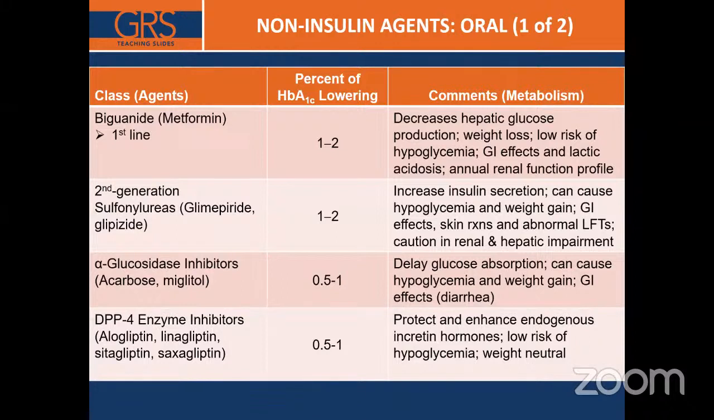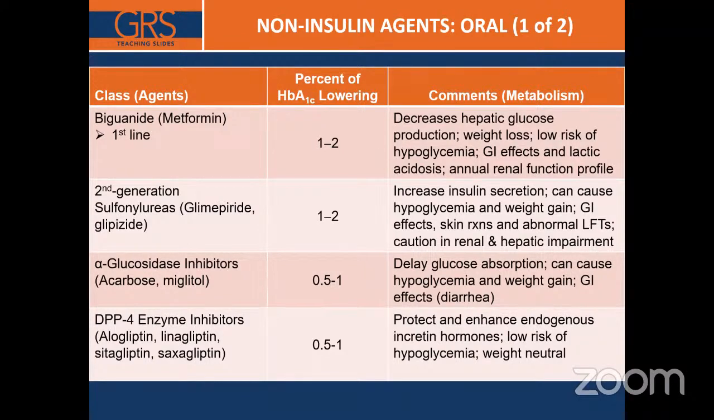Thank you, Dr. Saria, for your lovely presentation, and hello everyone. My name is Saima Shawl, and I'm one of your fellows here. I hope everyone is doing great today. So let's continue our presentation. Now we will be talking about the non-insulin agents, the oral anti-diabetic therapy.